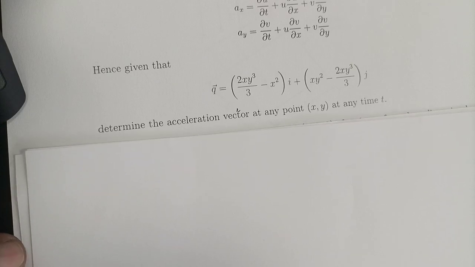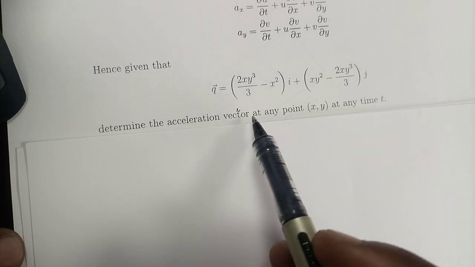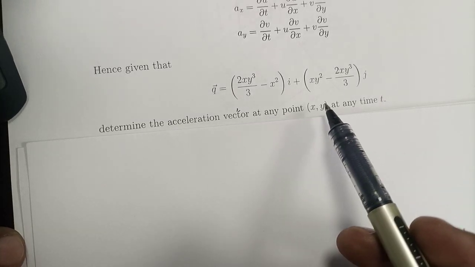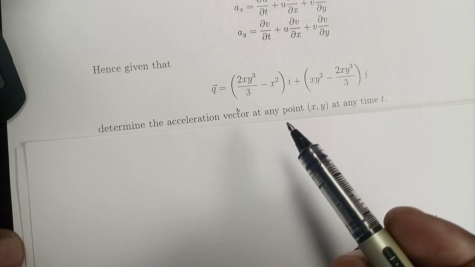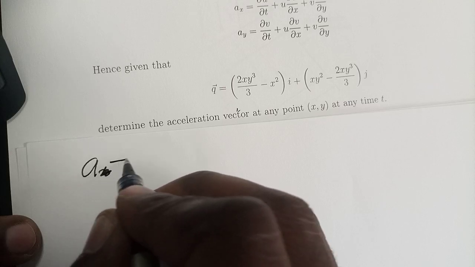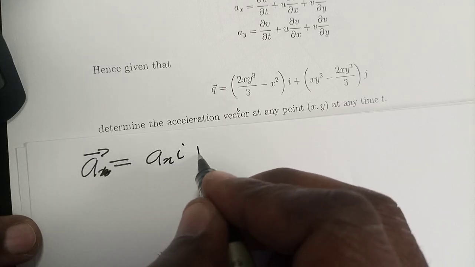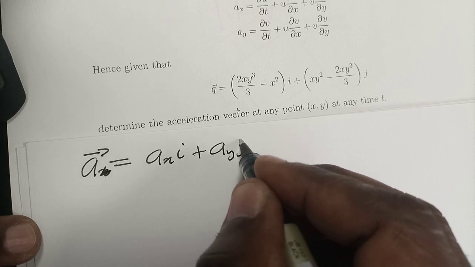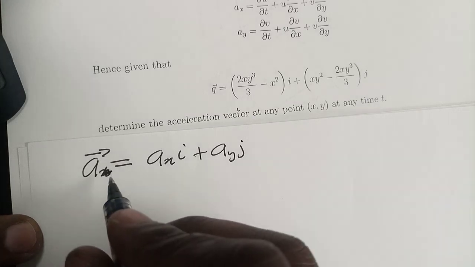The next part of the question is saying that we should determine the acceleration vector at any point (x, y) at any time t. Remember, the acceleration vector will be given by A is equal to axi plus ayj. So how do we find ax?